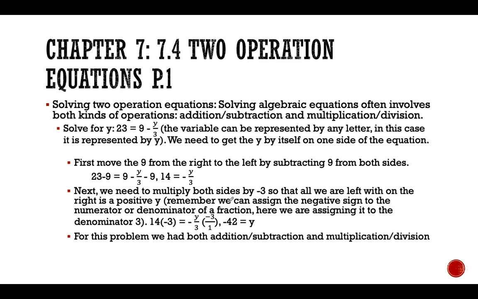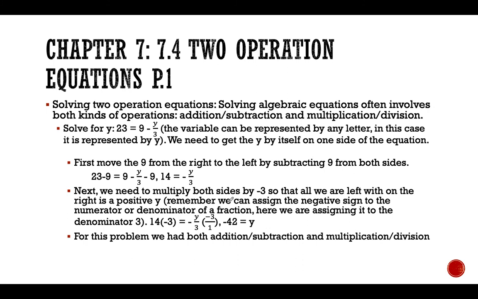The first thing we're going to do is move the 9 from the right to the left by subtracting 9 from both sides. 23 minus 9 equals 9 minus y over 3 minus 9, and we get 14 equals negative y over 3. Remember, we want to isolate the y by itself. So the next thing we need to do is multiply both sides by negative 3 so that all we are left with on the right is a positive y.